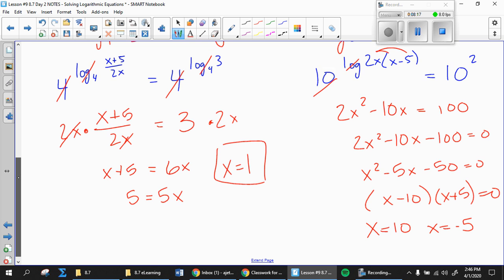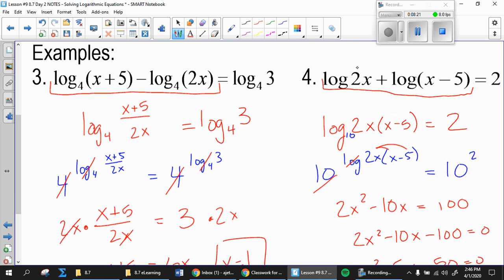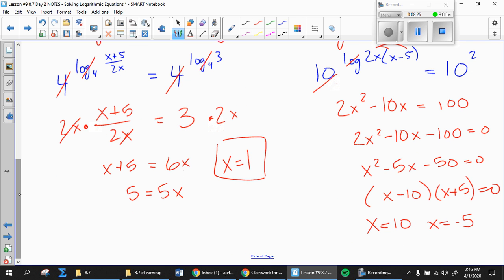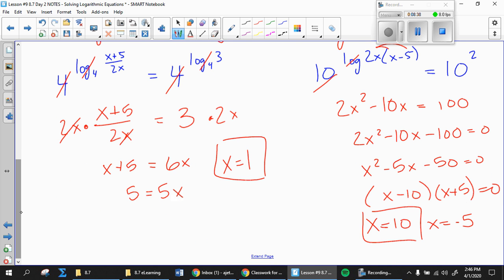And so all we have to do from there is check our work. So we got 10 and negative 5. If I plug in 10, I'm going to get 20 here, 5 here. So 10 is good. If I plug in negative 5 right here, that's going to give me log of 2 times negative 5, which gives me log of negative 10. Since we get a negative inside the log, that doesn't work. Okay, and so again, that's all we're looking for when we're checking for extraneous solutions, is if we get that negative inside the log.